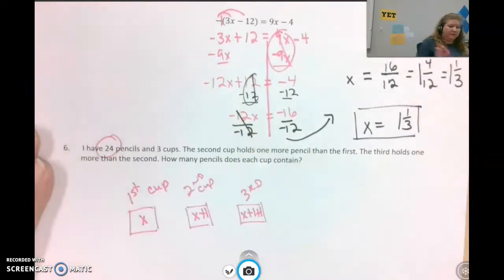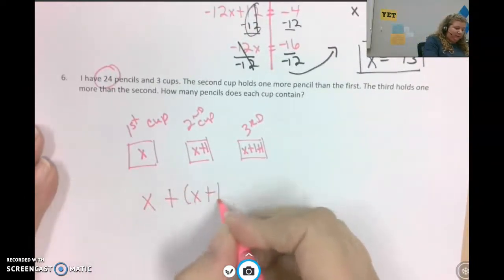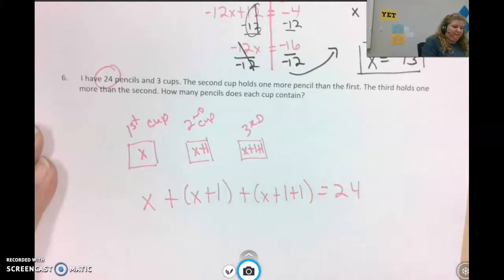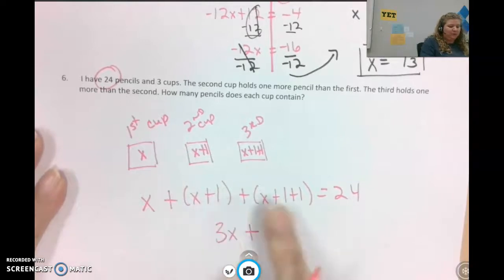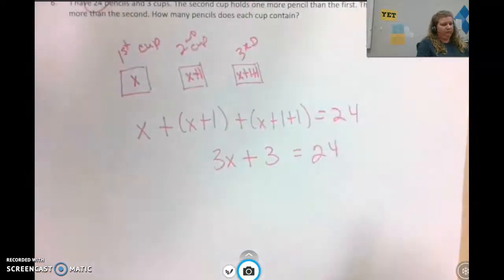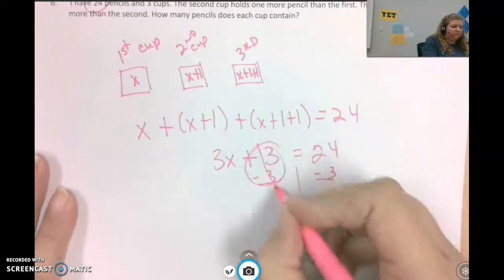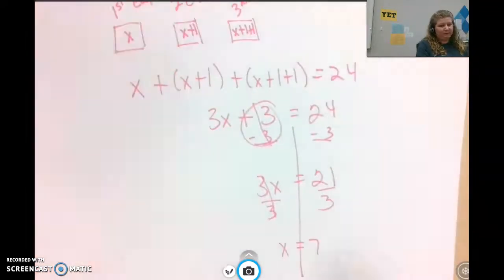Okay, and there's 24 pencils. So, cup 1 plus cup 2 plus cup 3 is 24. Combine like terms, x is 3 x's plus 1, 2, 3 equals 24. Subtract 3 from each side. 3 x's is 21. Divide each side by 3. X is 7. Now I'm not finished because I have to say how much is in each cup.